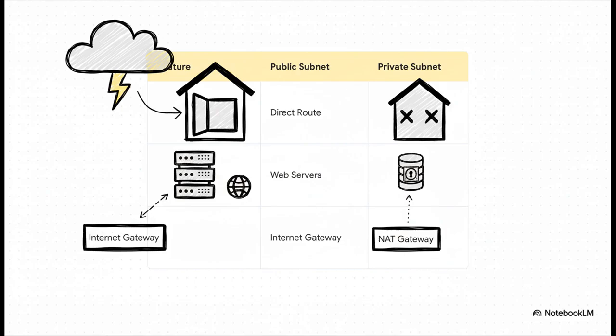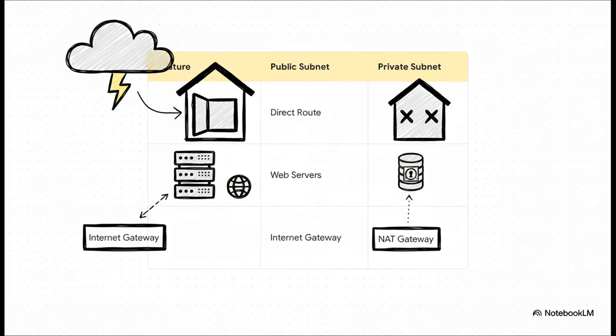Now, this is a really important distinction. Not all rooms are the same. You have public rooms and private rooms. A public subnet is like a room with a big window to the outside world. It has a direct path to that internet gateway we talked about. This is where your web servers live. A private subnet, on the other hand, has no direct internet access. It's a secure interior room. This is where you keep the crown jewels, like your databases.